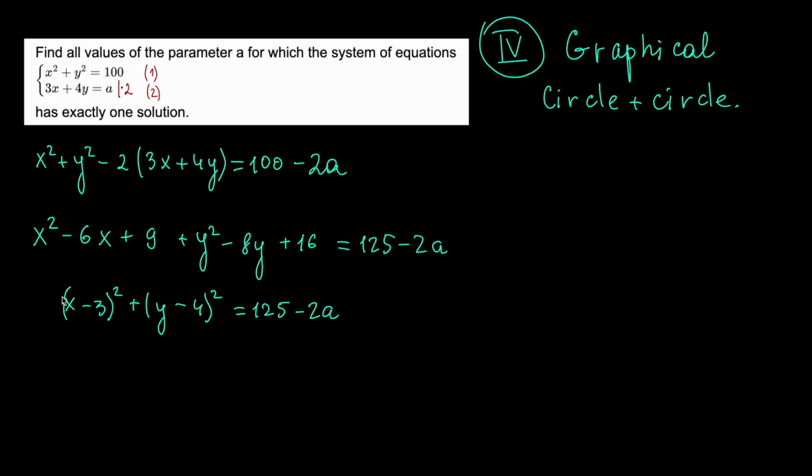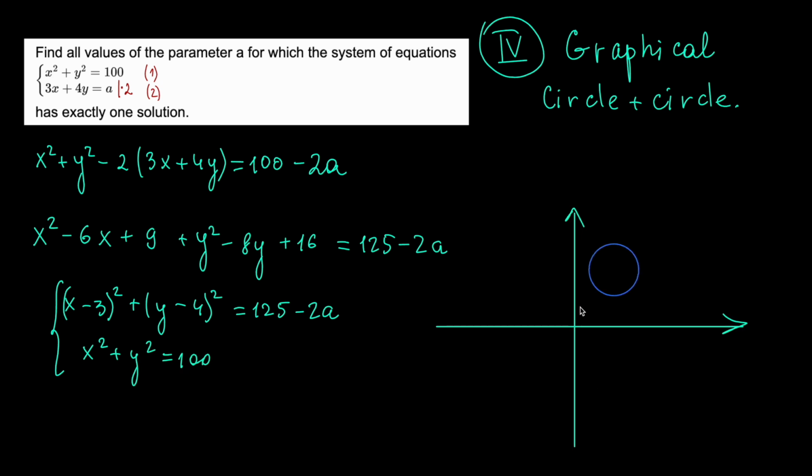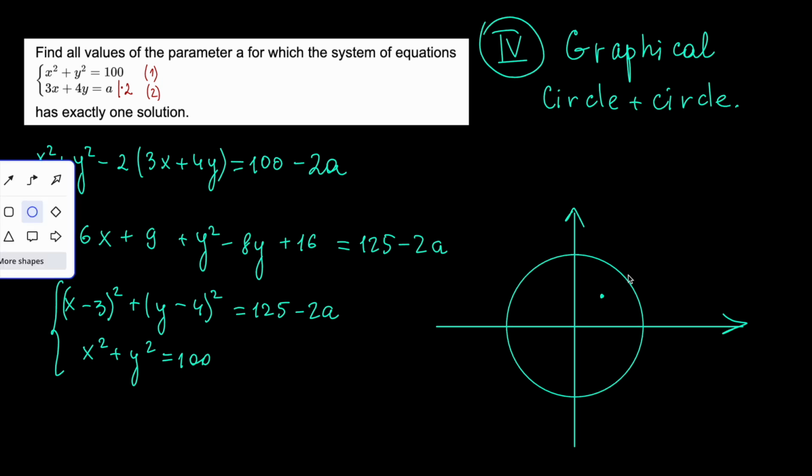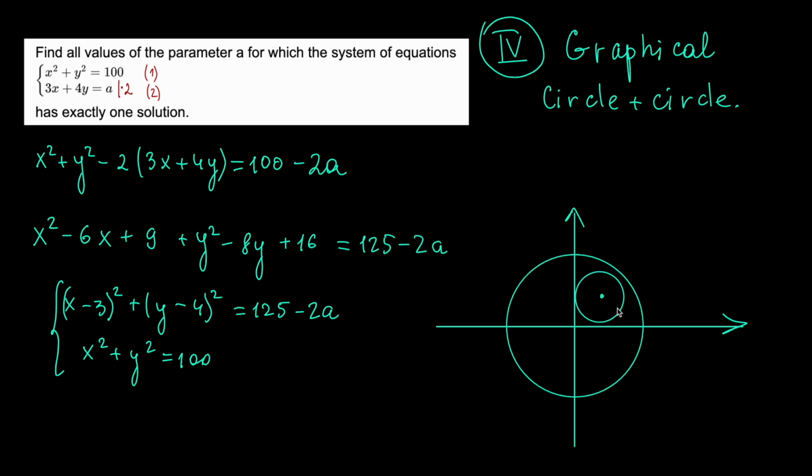And now we're going to solve a new system of equations. We have this equation and the first equation, x squared plus y squared equals 100. So this is a circle with a center 0, 0, which we are already familiar with. And there is another circle with a center 3, 4. So its center is here, and its radius is 125 minus 2a under the square root sign. So the radius of a smaller circle changes depending on the value of the parameter, and we need such value of the parameter a for which the two circles touch at exactly one point.